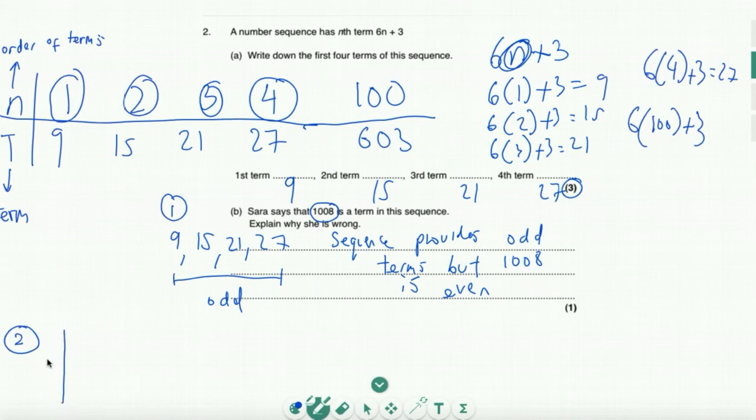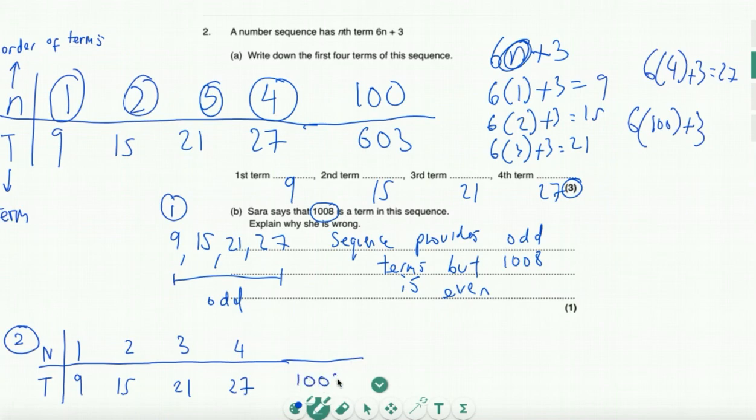Let's draw our table again. N and T. Let's fill out our table. So the first term is 9, the second term is 15, the third term is 21, the fourth term is 27. All right, let's check. Let's double check if 1008 is a term in our sequence. All right, and if so, which term is it? So what we do is we get our nth term. And to check if a number is in a sequence, you equal the term to 1008. You do not replace n with 1008.